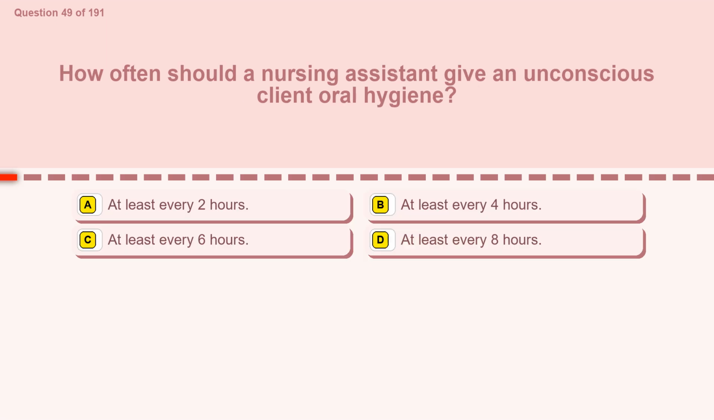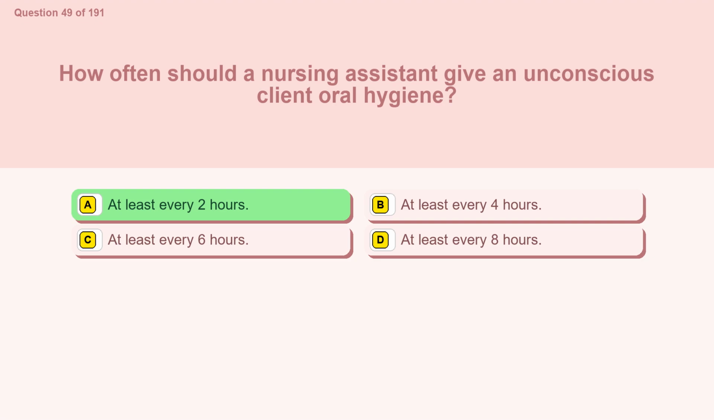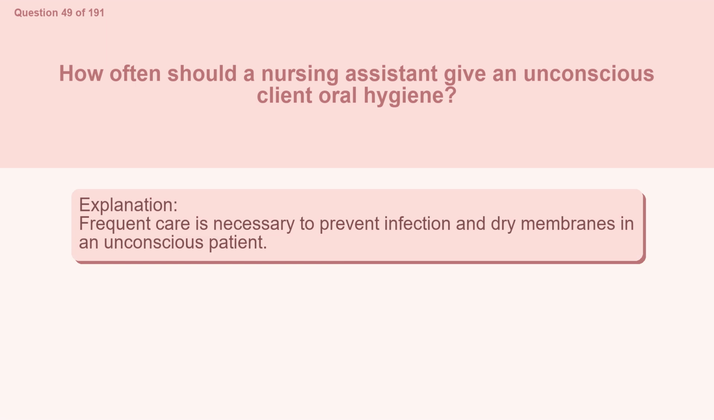Question 49. How often should a nursing assistant give an unconscious client oral hygiene? Option A. At least every 2 hours. Option B. At least every 4 hours. Option C. At least every 6 hours. Option D. At least every 8 hours. The correct answer is option A. At least every 2 hours. Frequent care is necessary to prevent infection and dry membranes in an unconscious patient.